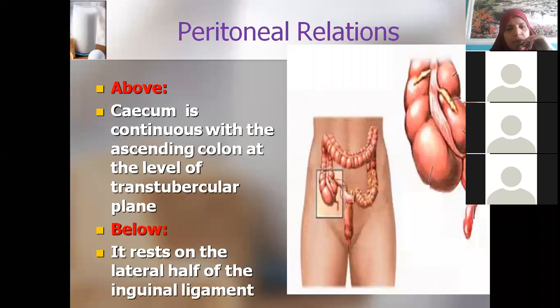Yeah, peritoneal relations. Can you see peritoneal relations now? Yes, ma'am. Okay. So superiorly it is in continuation with the ascending colon. Inferiorly, what is this extent? I told you this is the inguinal ligament, isn't it? So from the pubic symphysis area till here, actually this is the medial 2/3.